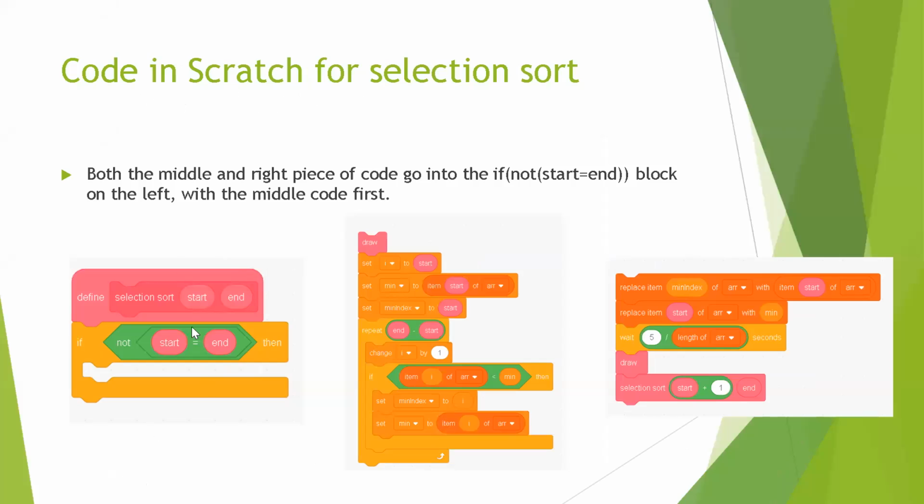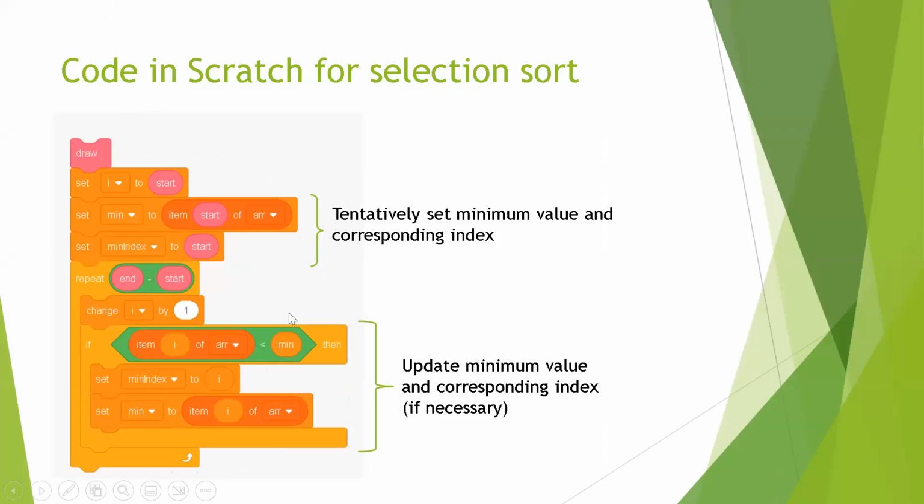Let's study the code in further detail. The code on the left is quite easy to analyze, as it simply means that we only need to sort the array if the array has size greater than 1. Now let's take a look at this code. Over here, this is the code for tentatively setting the minimum value and the corresponding index. This will loop over all the other indices that could potentially be less than the minimum value. We will update the minimum value and corresponding index if necessary in this if-then statement.